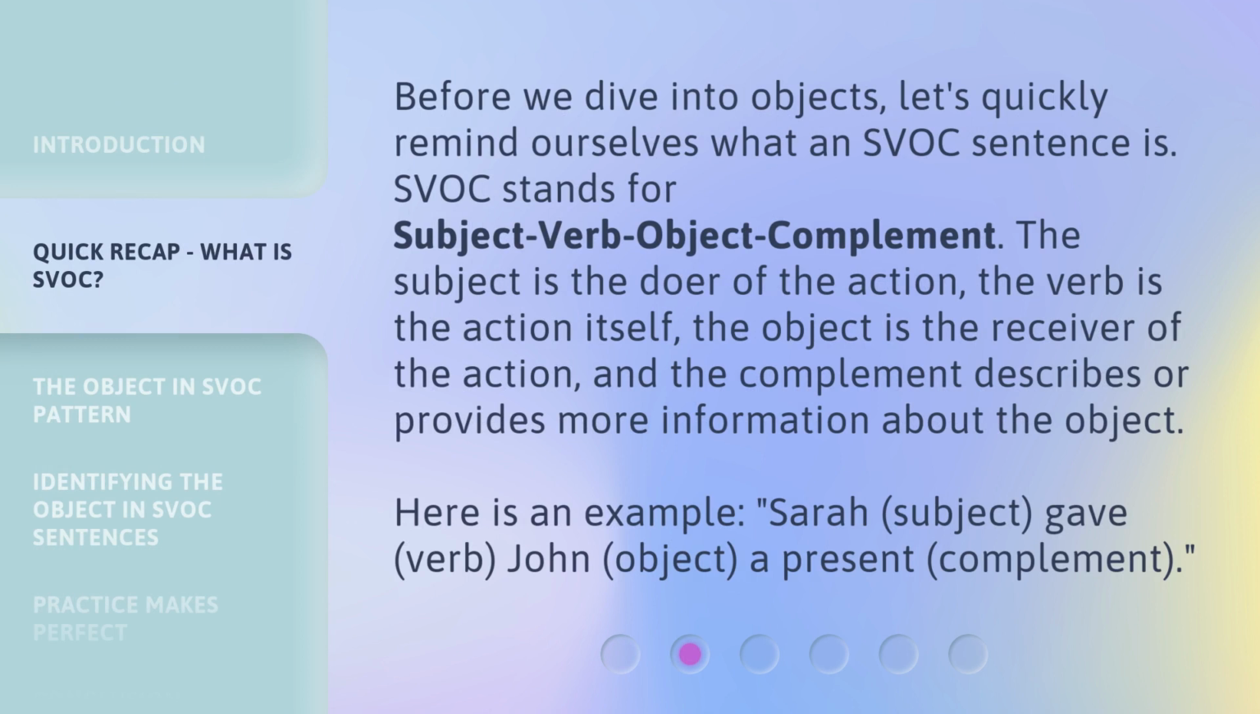Before we dive into objects, let's quickly remind ourselves what an SVOC sentence is. SVOC stands for subject-verb-object complement. The subject is the doer of the action, the verb is the action itself, the object is the receiver of the action, and the complement describes or provides more information about the object. Here is an example. Sarah, subject, gave, verb, John, object, a present, complement.